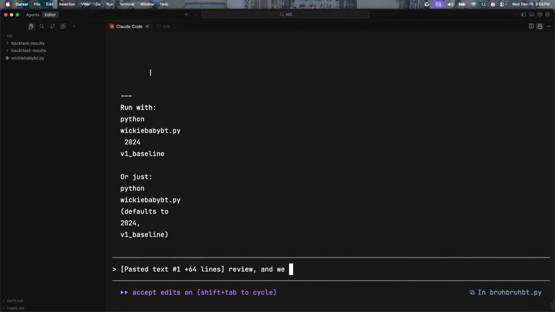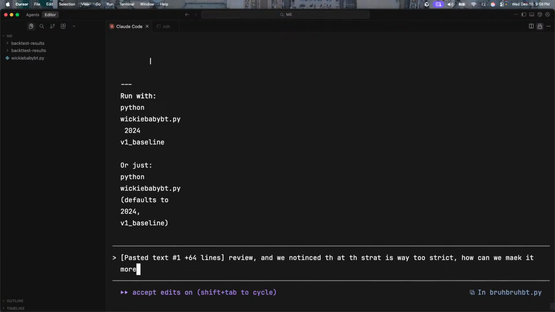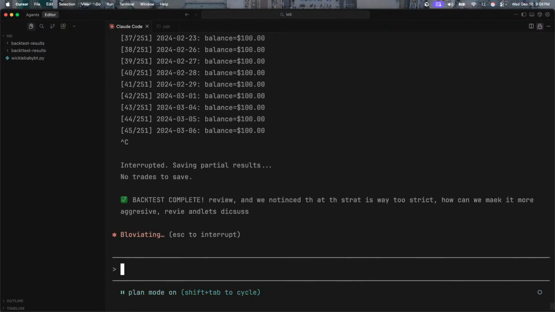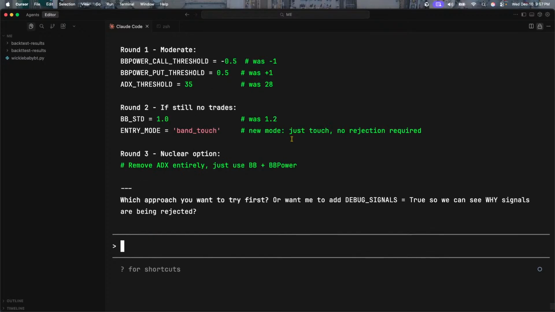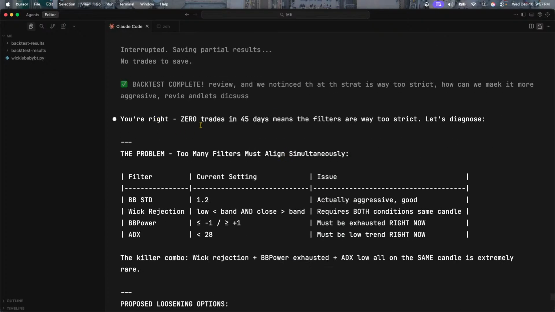Review, and we noticed that the strat is way too strict. How can we make it more aggressive? Review and let's discuss. 90 days. I'm not going to go through the whole backtest for us to have no trades. I mean, maybe we would have caught one. But what's the point? 90 days, no trades. Zero trades in 90 days. But whatever, who's counting? It means that the filter is way too strict.